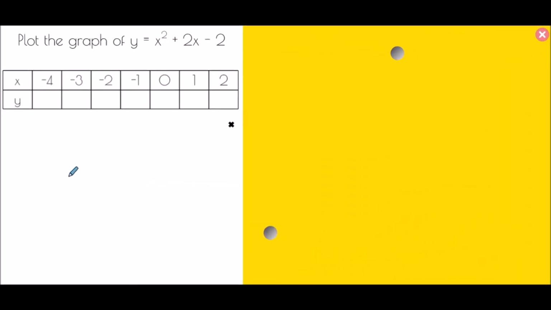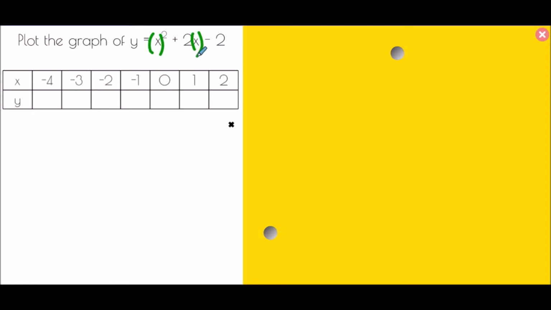So our next question, we're asked to plot the graph of y equals x squared plus 2x take away 2. Now this is obviously a little bit more of a complicated expression, but once again, if we follow the same rules, we're going to be okay as long as we remember those brackets. Wherever x is, let's place some brackets, just to make sure that our calculator definitely gives us the correct answers, especially when it comes to those negative values.